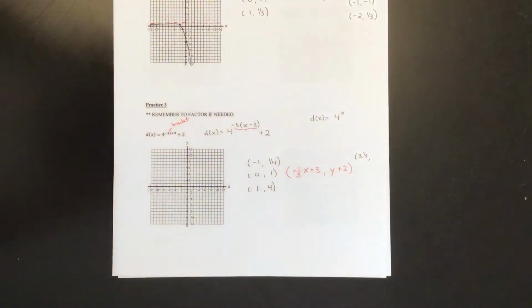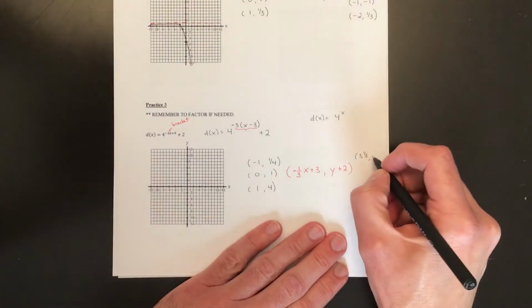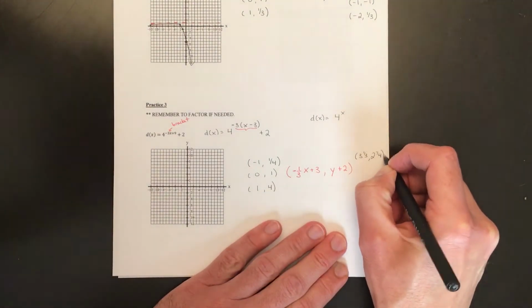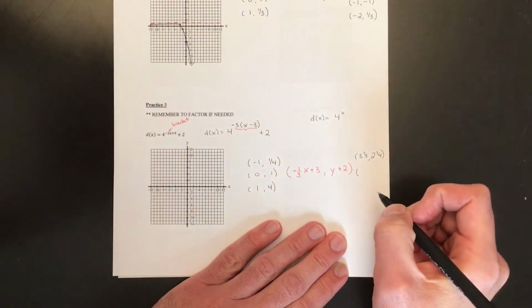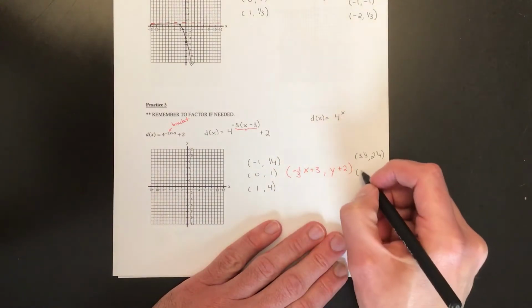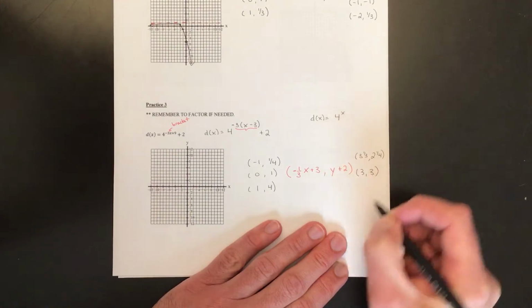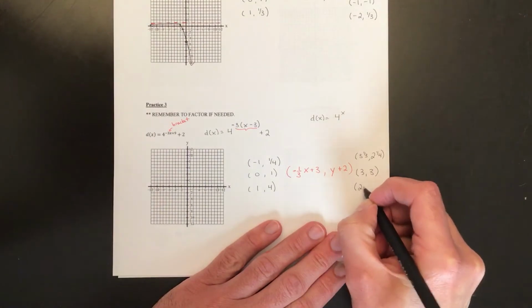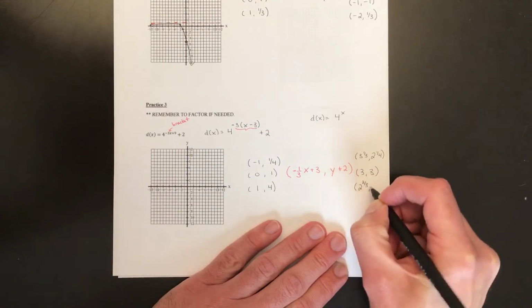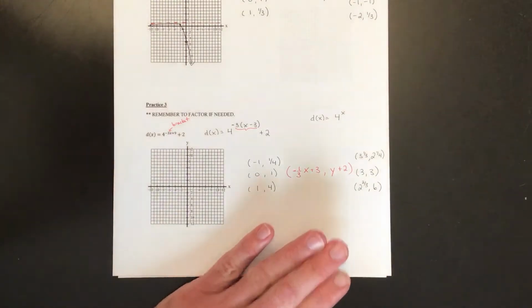Substituting a quarter in for y, we get 2, 1/4. And we sub 0 and 1 in. Get a point at 3, 3. Subbing in 1, 4: 2, 2/3. And 6.